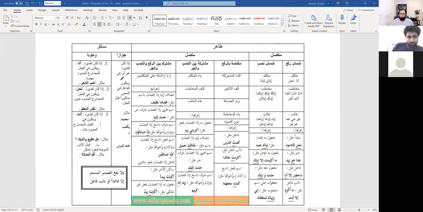جوازاً if the pronoun is هو or هي, or هما, etc., ويكون الفاعل في المعنى مذكوراً قبل الفعل. Okay. Then الظاهر pronouns, the apparent pronouns. We said also two types, منفصل, disconnected, separated, and متصل, connected.